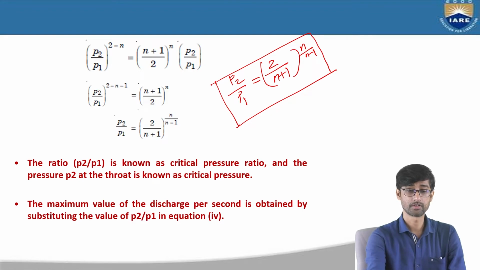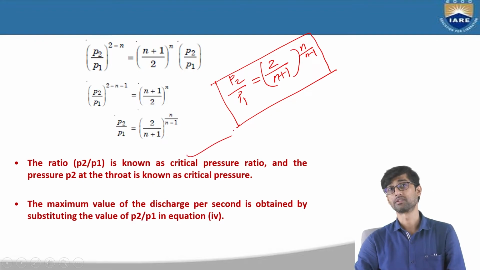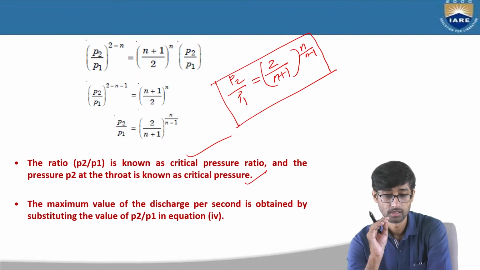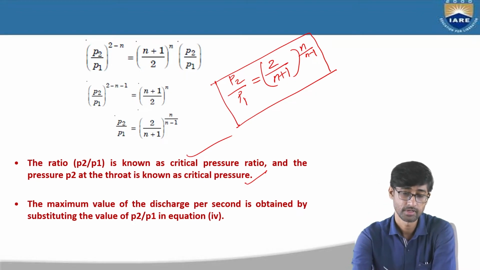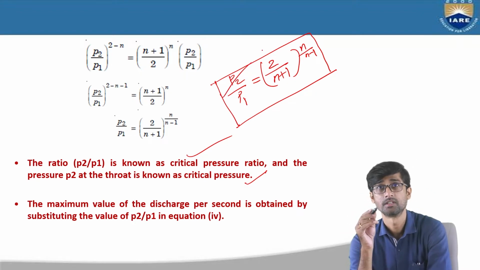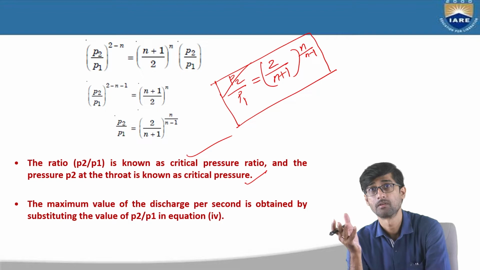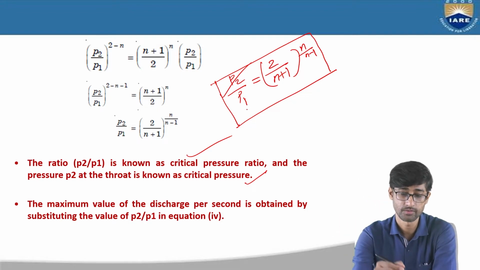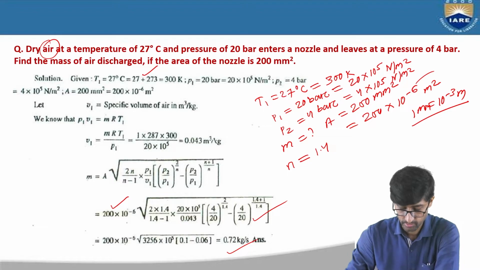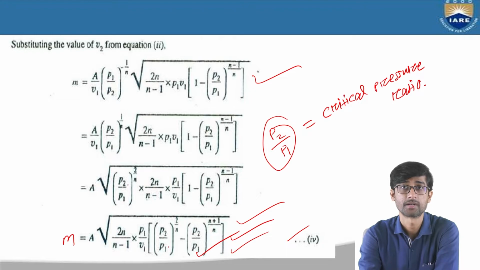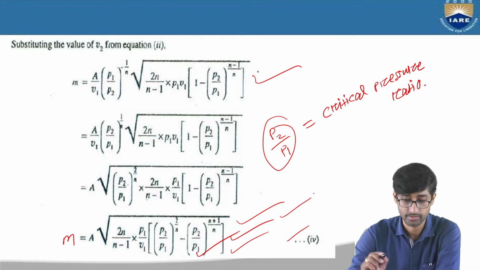The ratio P2 by P1, as I told, is known as the critical pressure ratio, and this pressure P2 at the throat is known as the critical pressure. The maximum value of discharge flowing per second is obtained by substituting the value of the critical pressure ratio. This is the condition for maximum discharge. To find the maximum discharge flowing per second, we substitute this P2 by P1 in equation number 4. In place of P2 by P1, we substitute the value of the critical pressure ratio, and then we calculate the value of mass. This is the maximum discharge.